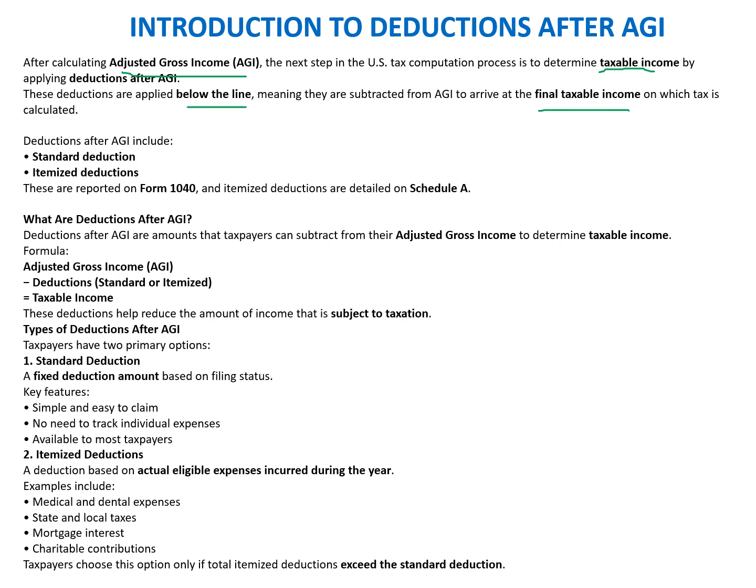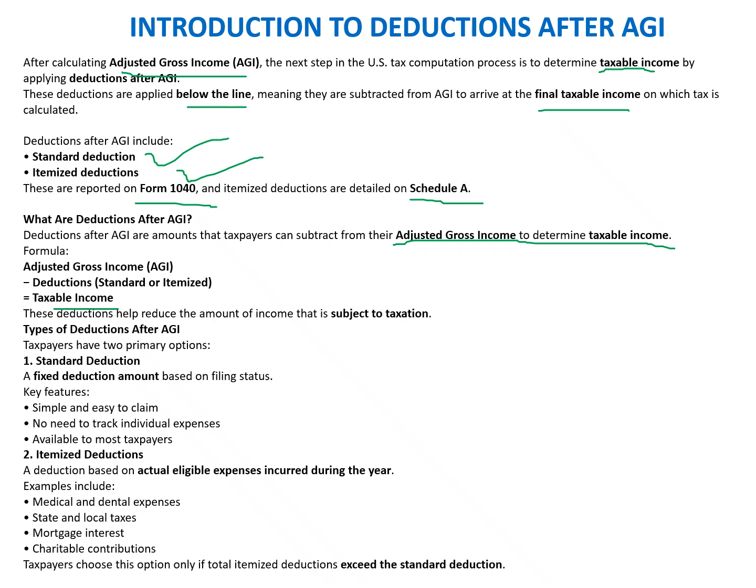Deductions after AGI include two sets of deductions, which are the standard deduction and the itemized deduction. These are reported in Form 1040, and for itemized deductions, they have to further provide the report in the form of Schedule A. So what are deductions after AGI? Deductions after AGI are the amounts that the taxpayer can subtract from the adjusted gross income to determine the taxable income. So adjusted gross income minus deduction, which is standard or itemized, gives the taxable income. This is the income on which the tax bracket will be applied to calculate the final tax.